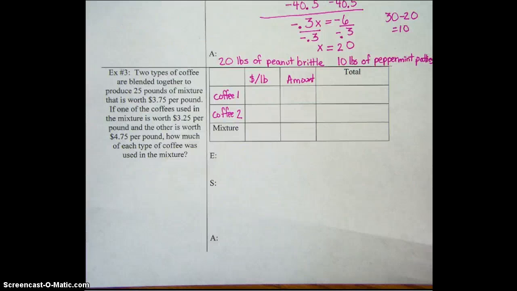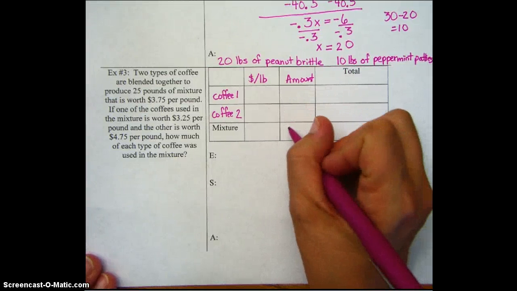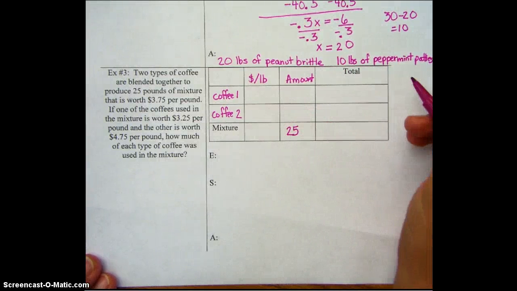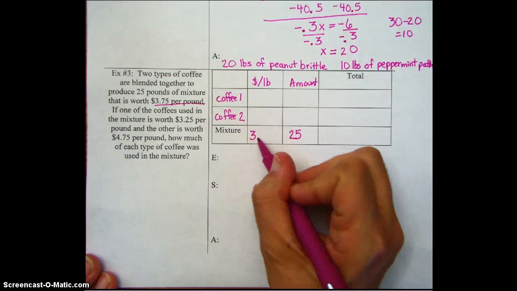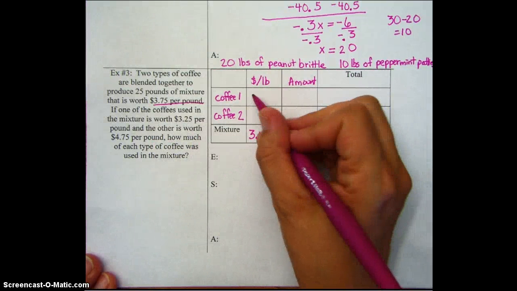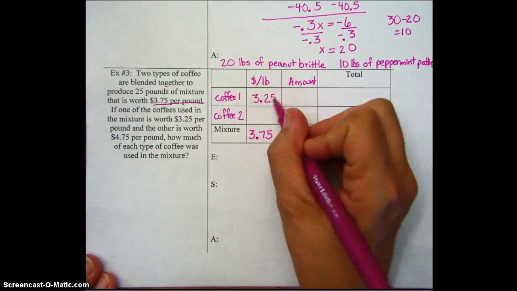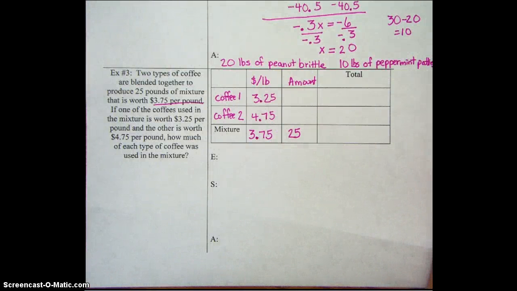Last example, example number 3. You may want to try and fill out the chart yourself. So I'm going to pause for a second so that you can hit pause and see what you get. Two types of coffee are blended together to produce 25 pounds of mixture. So we're going to plug in the 25 pounds on the bottom. It tells you that the mixture is worth $3.75 per pound. So we're going to put the $3.75 down in the mixture. One of the coffees is $3.25 and the other is worth $4.75. Then it asks you how much of each type of coffee was used in the mixture.